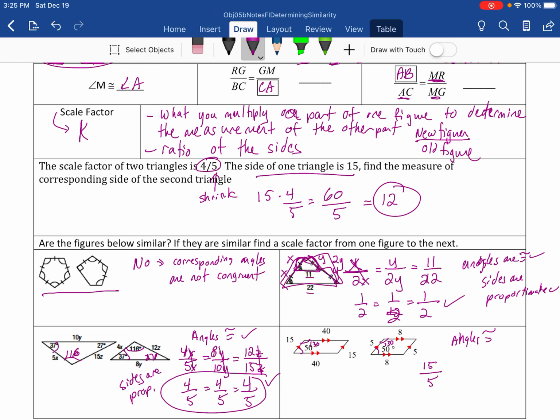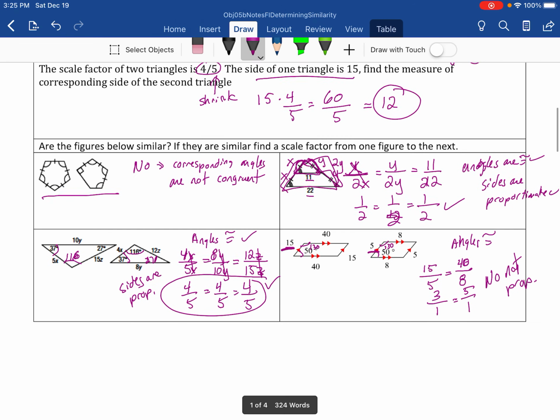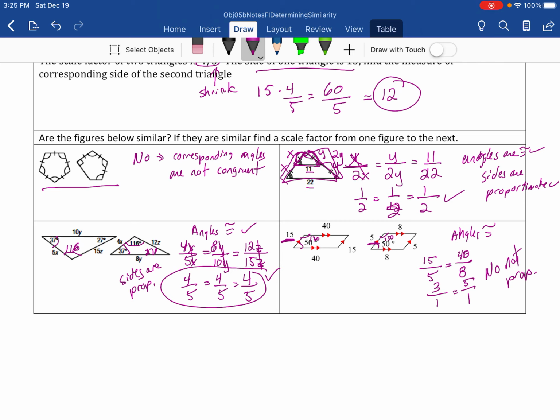So is 15 over 5, so I'm doing right over left, is that equal to 40 over 8? So 15 over 5, if I simplify, is going to be 3 over 1. 40 over 8 is actually 5 over 1. So this is going to be no, they're not proportionate. Okay, so sometimes they are, sometimes they aren't.